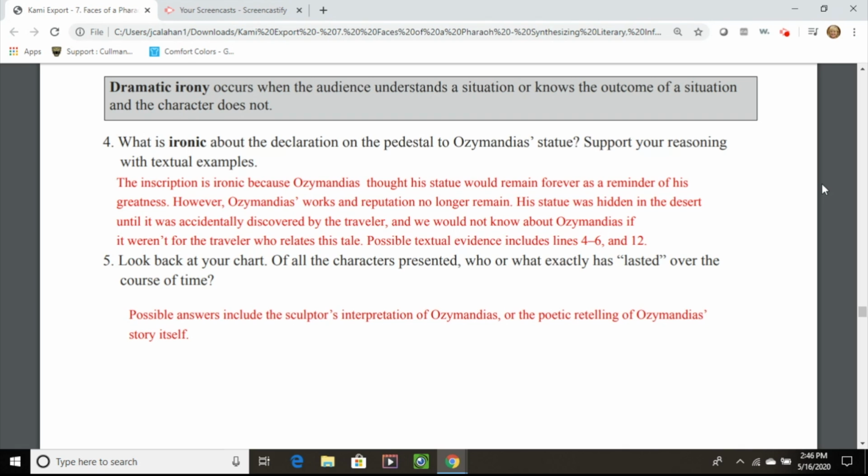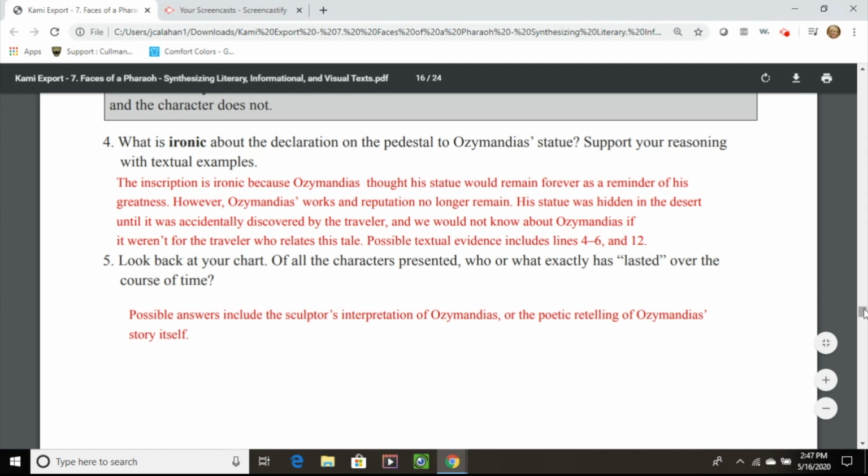So you want them to be sure that they are discussing among themselves what lasted over the course of time and how that is ironic, the words that Ozymandias says compared to what's actually there. So it's a good time to reinforce irony and dramatic irony, and also synthesize together a piece of work, the sculpture, the written words, and also the poetry.